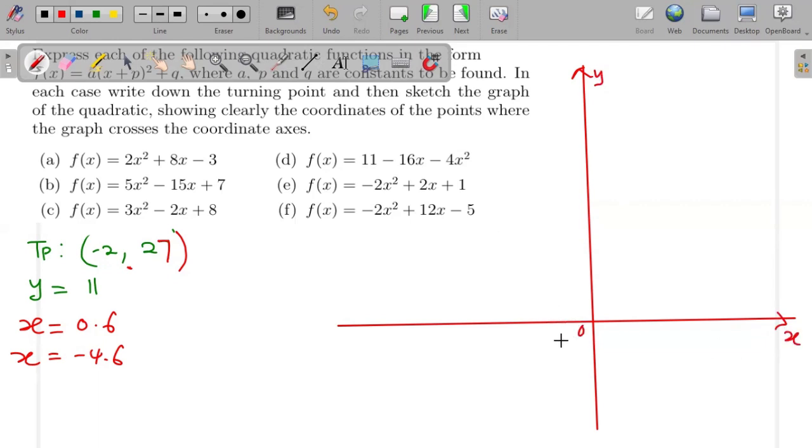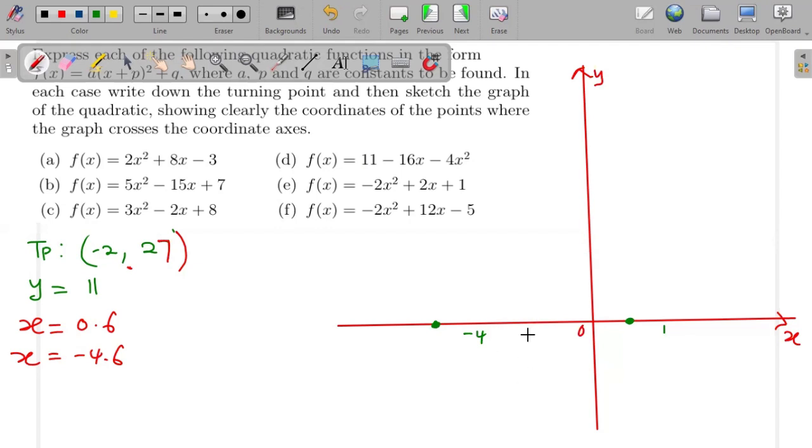So this is the 0. So I have 0.6, which can be somewhere here, if my 1 is somewhere there. And then I have minus 4.6. So if this is minus 4, minus 4.6 will be somewhere there. Okay, and then the turning point is minus 2, comma what? Minus 2, comma 27.